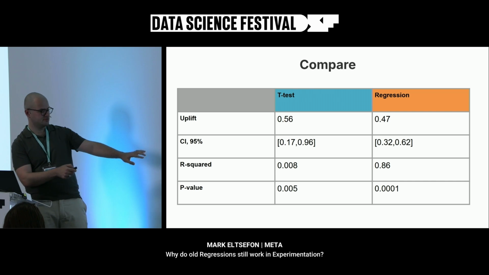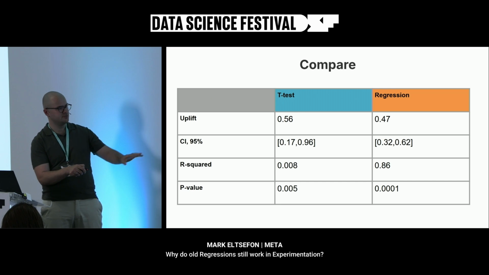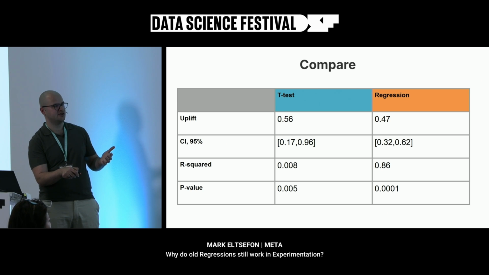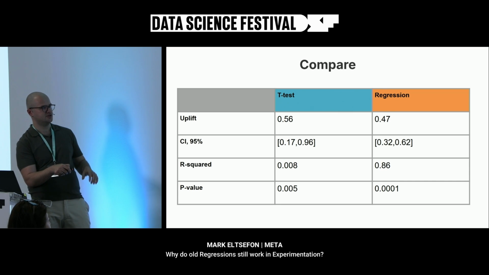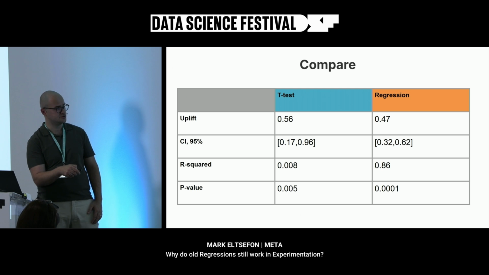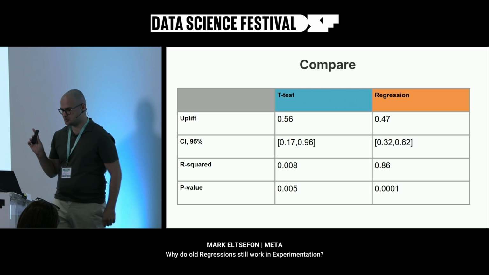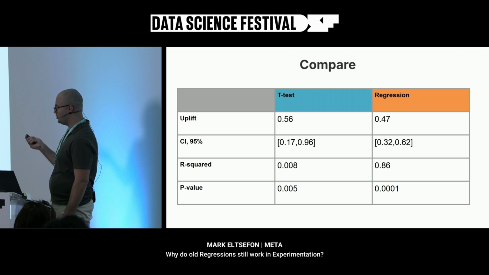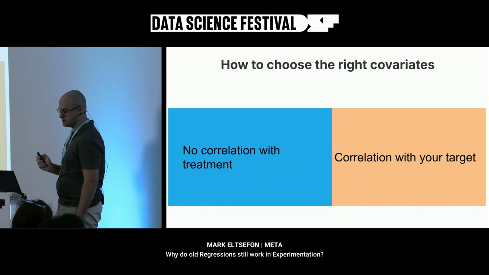And R². It's pretty important for explainability. So now we understand what really drives our target metric, instead of just test and control where we have almost 0. So now the question is, and it's a good one, how are we choosing the right covariates.